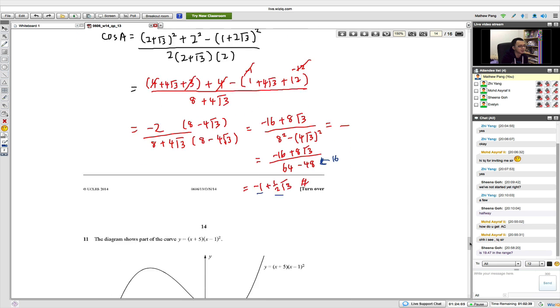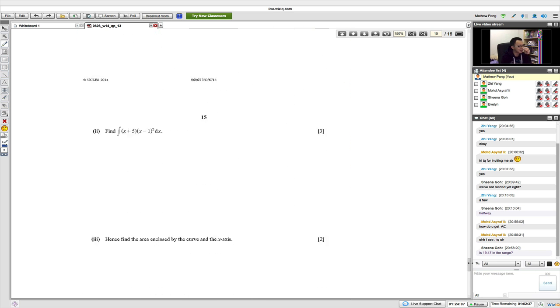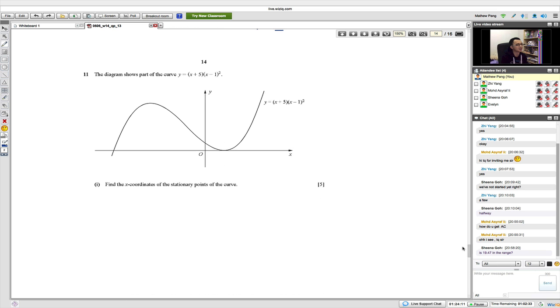So we'll go to 11. I think this is the last question. Yes, so this one will be the last question. So you see a curve and then you have the equation of the curve. Alright, so find the x coordinate of the stationary point of the curve. So you want to find the stationary point.